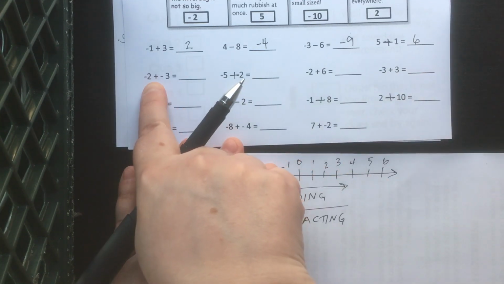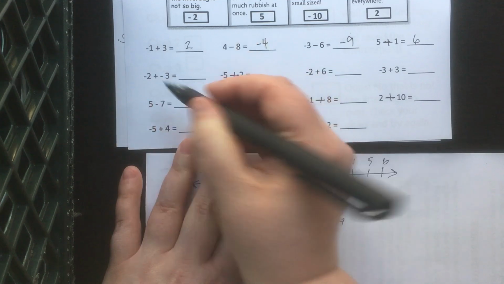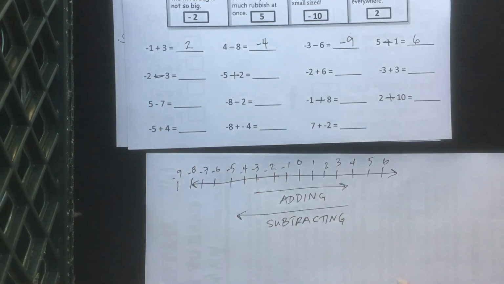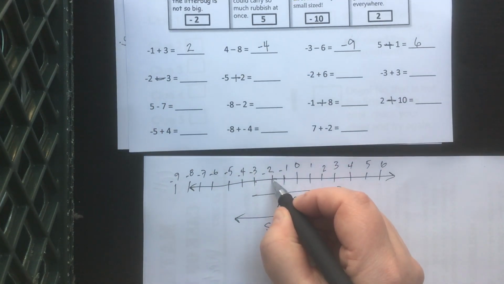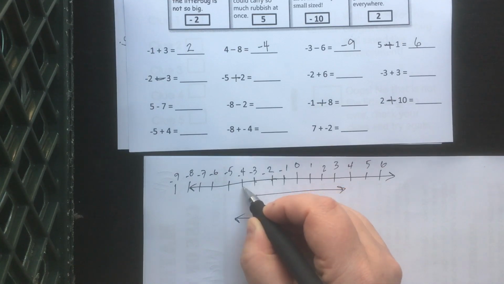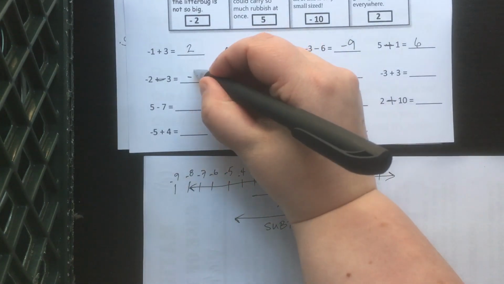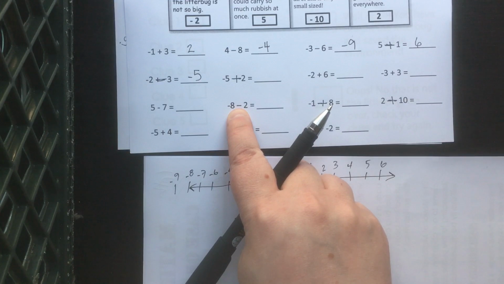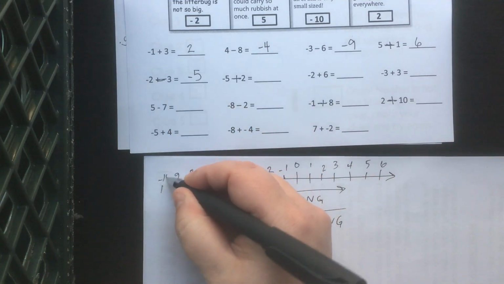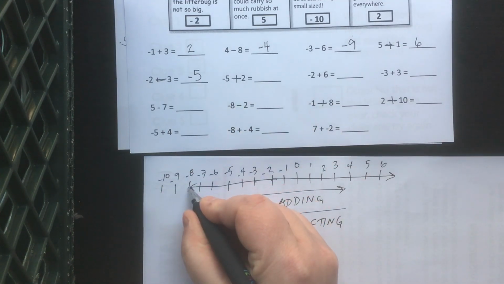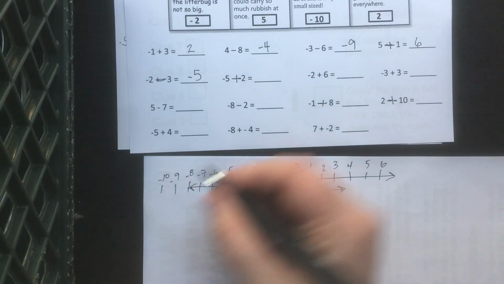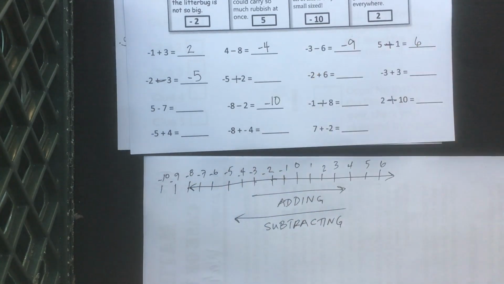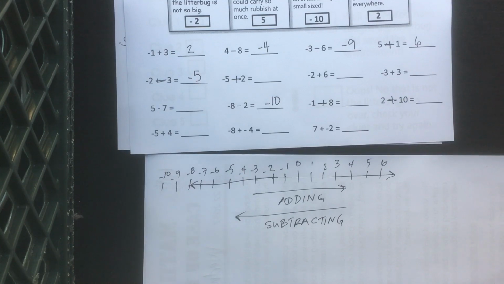Okay, -2 plus -3. So you're actually going to keep subtracting there. So we start with -2. We subtract 3 more. 1, 2, 3. -5. Are there any more like that? Yeah, this one right here. -8 minus 2. Start at -8. Subtract 2 more. 1, 2. All right. Okay. Give those a try.